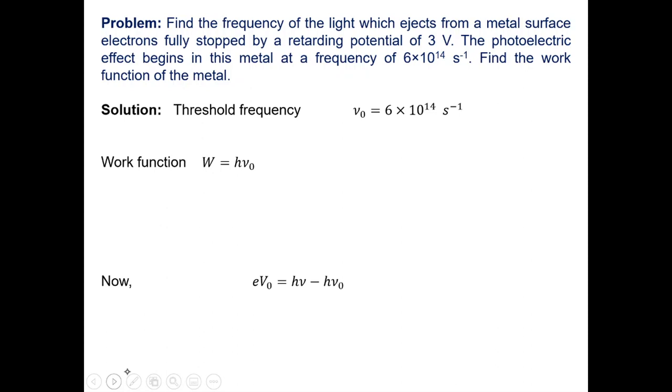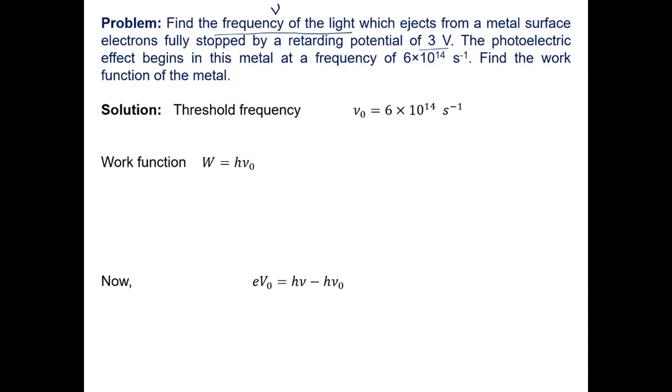Okay, let's move next. The next is find the frequency of light. Now here the question is slightly different. Find the frequency of light. So we are talking about finding the nu, which ejects from a metal surface, where the electrons are fully stopped by a retarding potential of 3 volt. So what we have to find is the frequency of light which will eject from a metal surface.